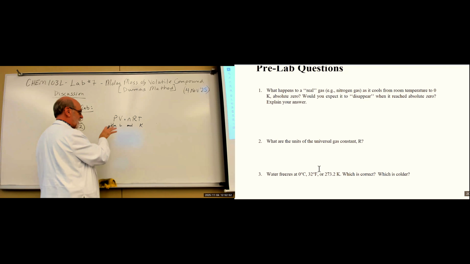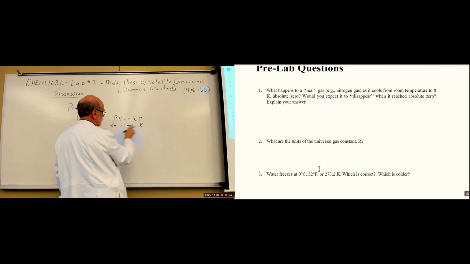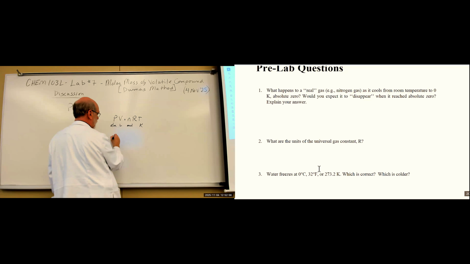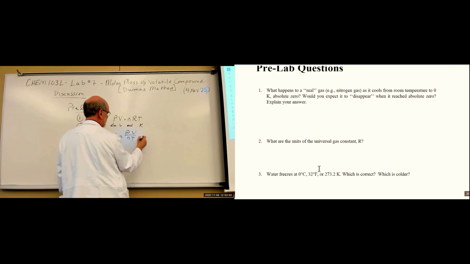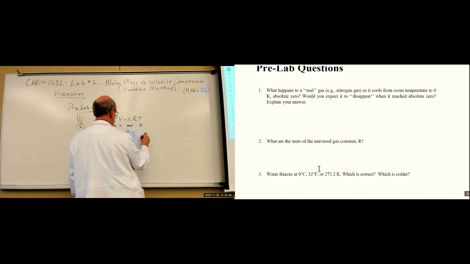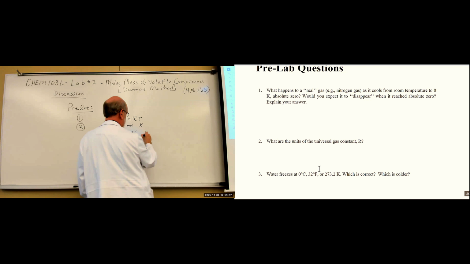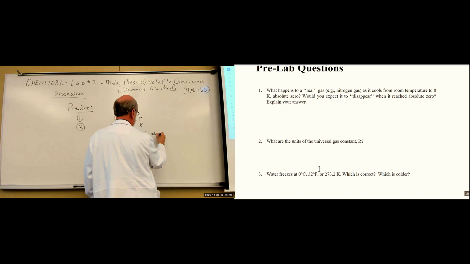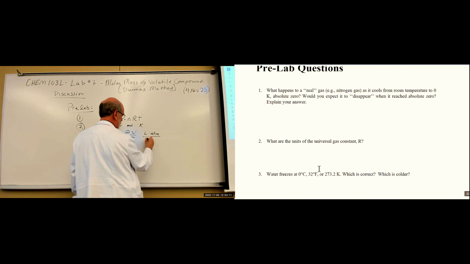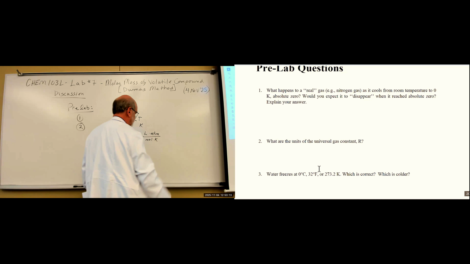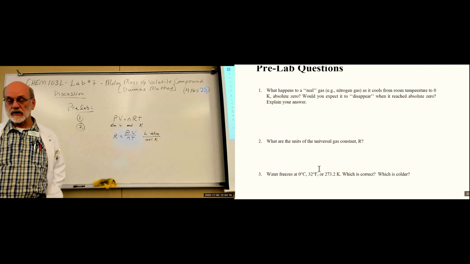So if we want to find out how they're arranged, numerator, denominator, we just solve for R. Right? PV over nT. And then the units of measure would be, we usually put liters first, liter atmospheres per mole K. That tells you your units.